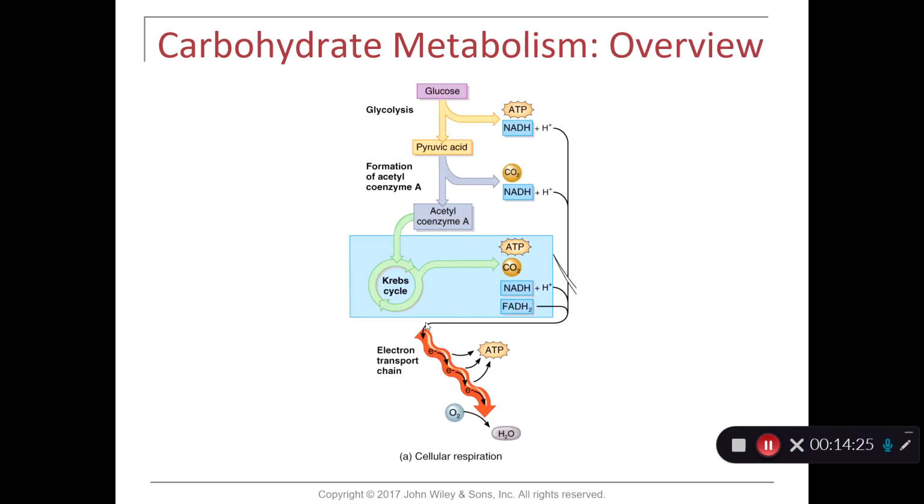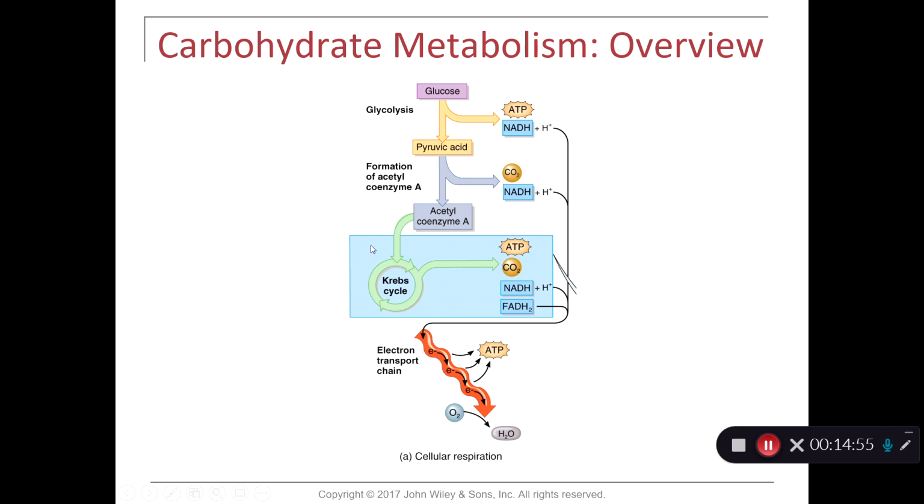Let's break this apart now. We're going to go over the overview. We've got 4 parts to our aerobic respiration, or cellular respiration. We've got glycolysis, which we talked about in great detail a little bit, and we're going to dive into it even deeper. We've got the formation of acetyl-CoA, so you're taking that pyruvic acid, the end of glycolysis, binding it to acetyl-CoA, and then feeding it into the Krebs cycle.